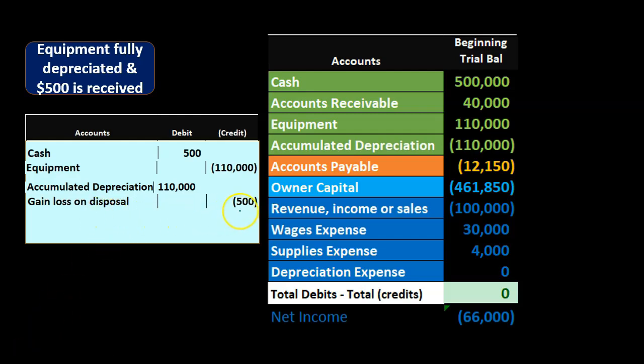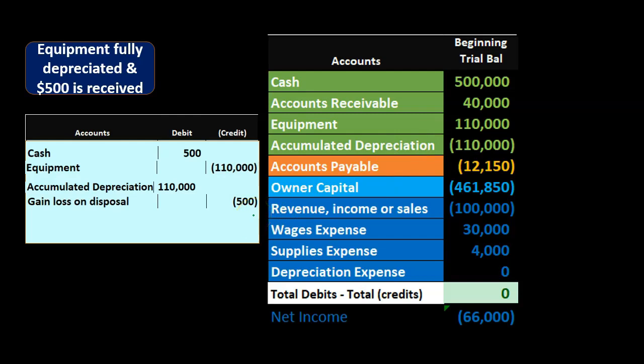Also note, it can be confusing to know whether or not this 500 is going to be a gain or a loss. A couple ways we can see that. One is that we can see, well, the book value is 0, meaning it's equipment minus accumulated depreciation. Therefore, the 500 we received minus a book value of 0 means that the whole 500 is gain to us. It's all a gain, and therefore it's a credit or a gain.